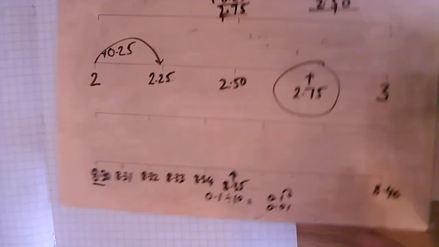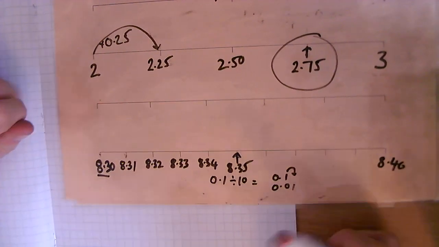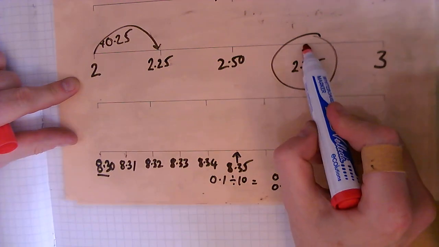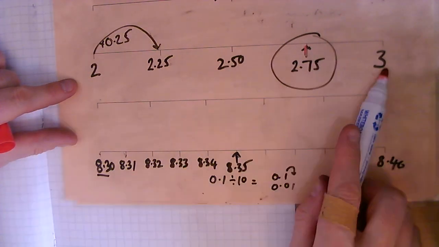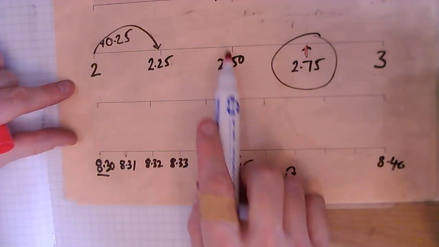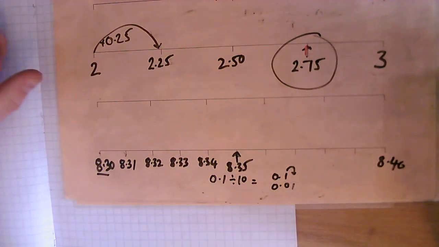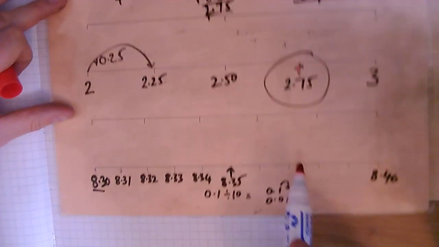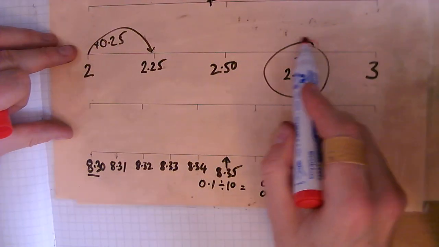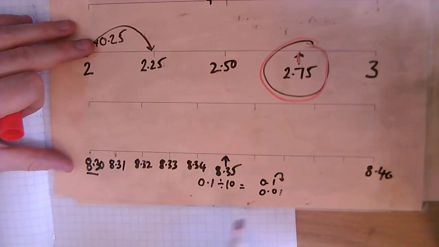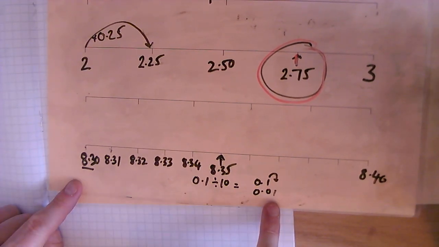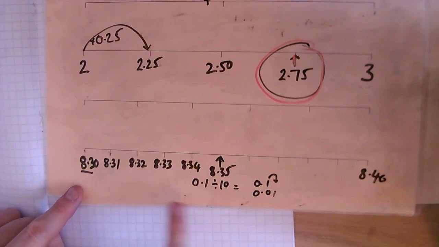And then finally, we had another one where we went up in 0.25s. So we wanted to find out what was here. 3 take away 2 is 1. 1 divided by 4 is a quarter. Quarter is 0.25. So we added 0.25 until we realised that was 2.75. And then here we added hundredths each time, 0.01, using the same method.